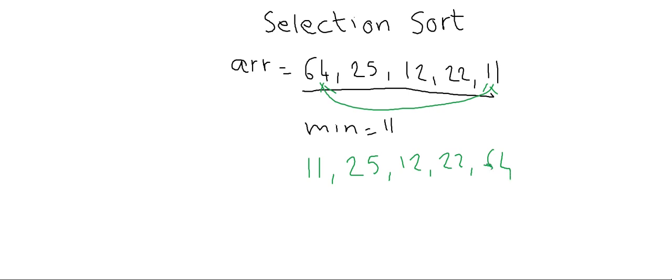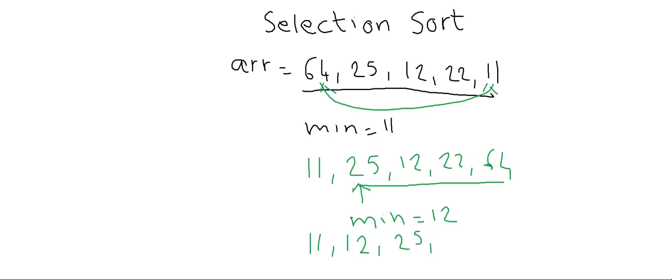Now in the second iteration, our pointer will be at position 1, and we'll start from this position and find the minimum from these elements. The minimum from these elements is 12. So we are going to swap 25 with 12. The resulting array will be 11, 12, 25, 22, and 64.